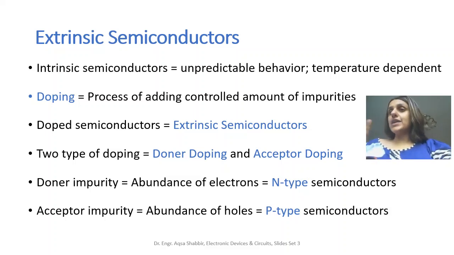Now, there are two kinds of dopings or two kinds of impurities which are added. There is donor doping and there is acceptor doping. Now, what is donor doping? Donor doping or donor impurity is the one which results in an abundance of electrons. And the result that we have is N-type semiconductors. Acceptor impurities are those which lead to an abundance of holes. And what we get is P-type semiconductors.